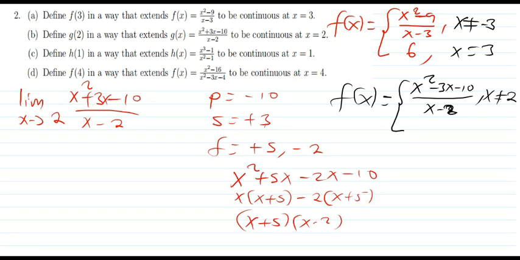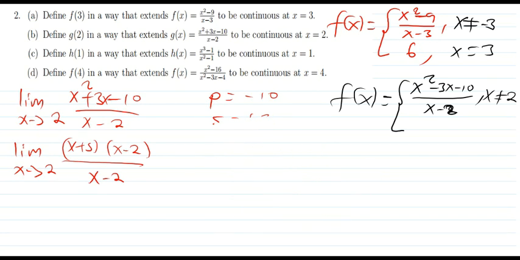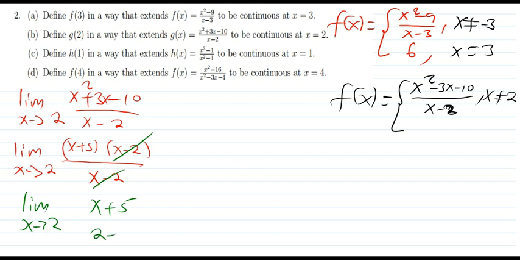Okay, so I'll have the limit as x approaches 2 of (x plus 5)(x minus 2). Now down here I have x minus 2. So I can clearly see that x minus 2 and x minus 2 can be cancelled. If I cancel this, I'll have the limit as x approaches 2 of x plus 5. Now let's plug in the values. So 2 plus 5 gives me 7.